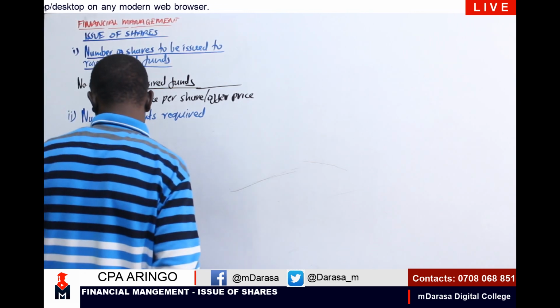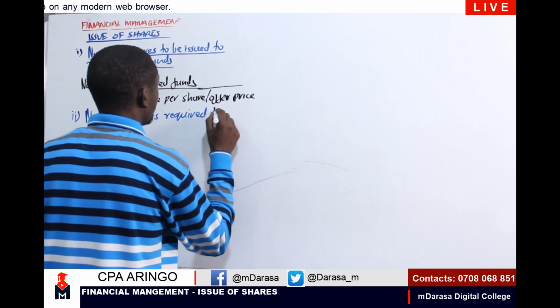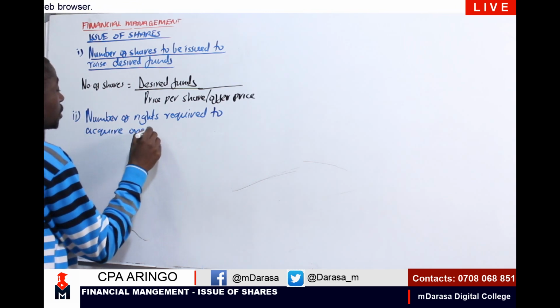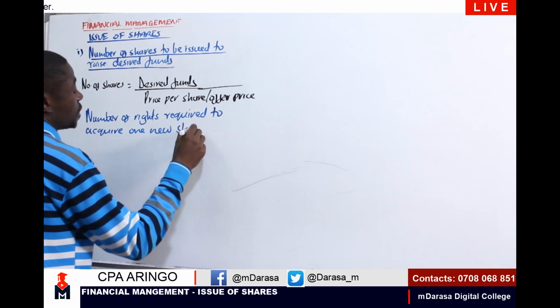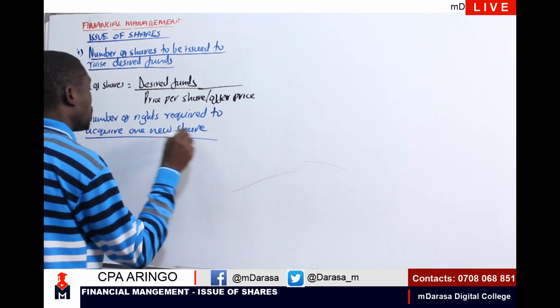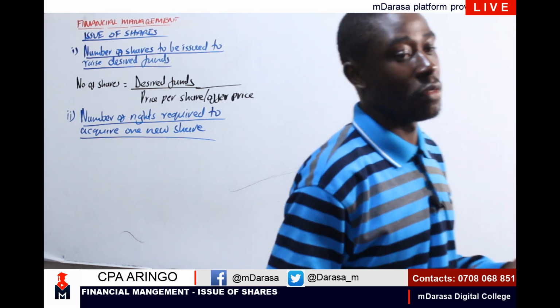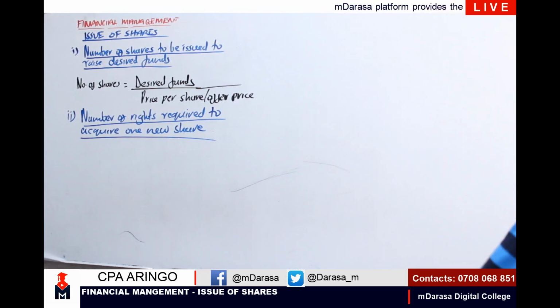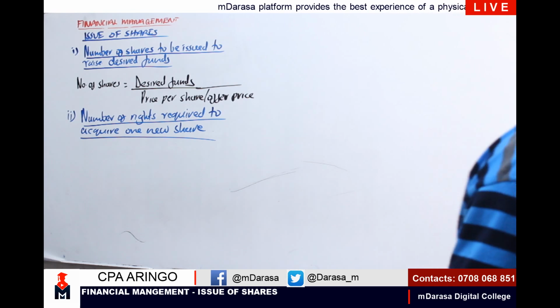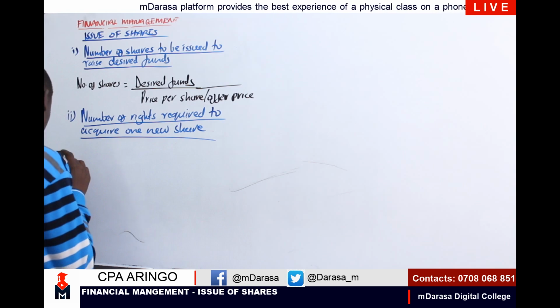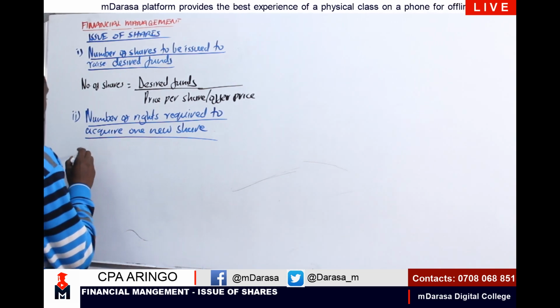Number of rights required to acquire one new share. That one will also be very simple, because at this point, my good students, we will just be considering the following. That is, of course, the number of shares before rights issue, to determine our number of rights required.